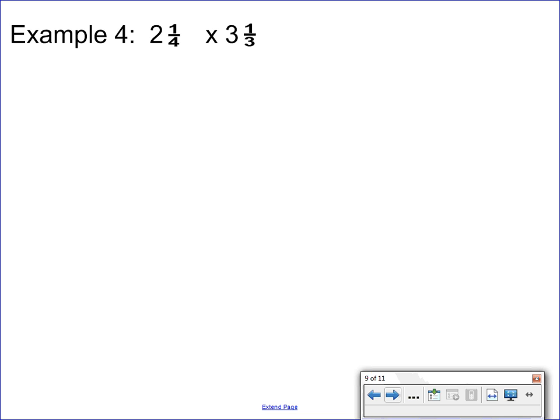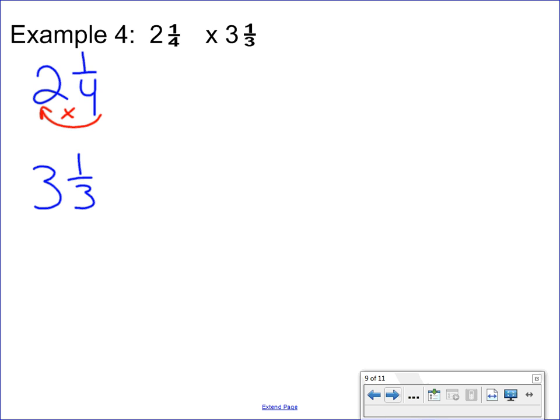I've got 2 and 1/4 times 3 and 1/3. So the first thing, again, we're going to convert these mixed numbers to improper fractions. To start with, I'm going to take my denominator times my whole number. 4 times 2 is 8. Add my numerator, which gives me 9 over 4. Denominator stays the same.